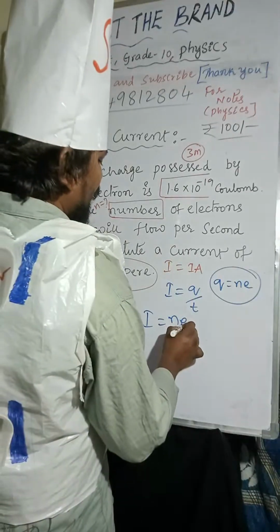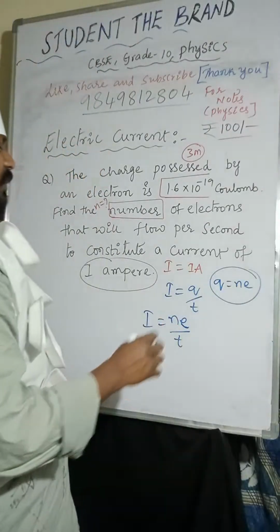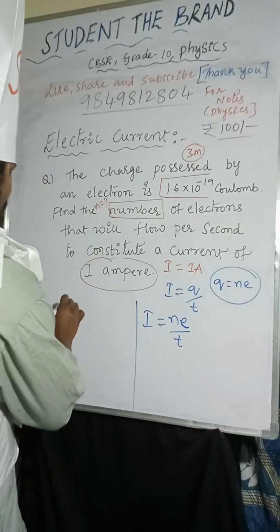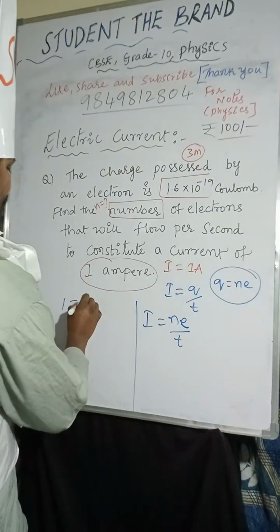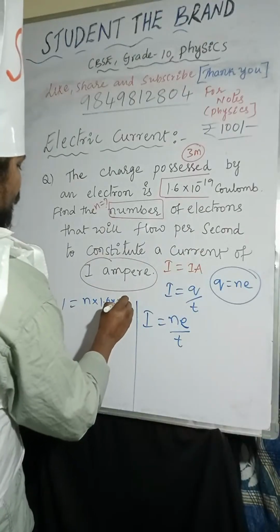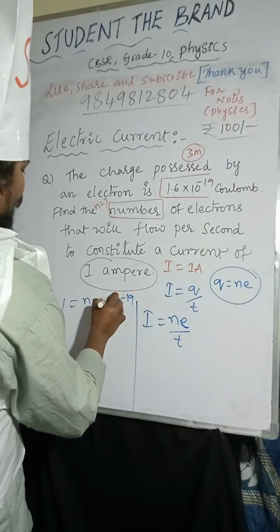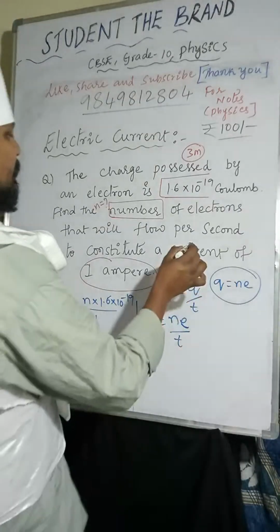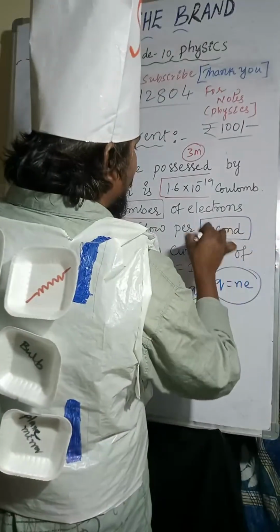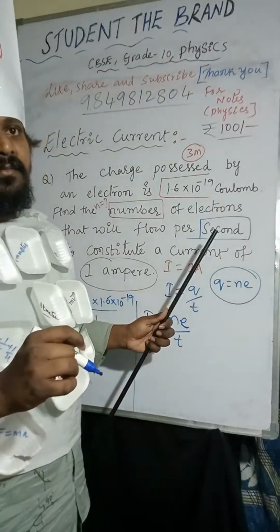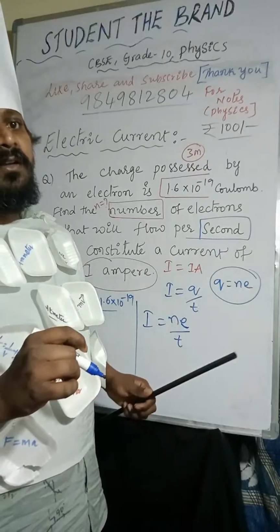Now I equal to how much? 1 ampere. 1 ampere equal to N into e, which is 1.6 into 10 power minus 19, by T. T equal to how much? Per second they mention, so T equal to 1 second.